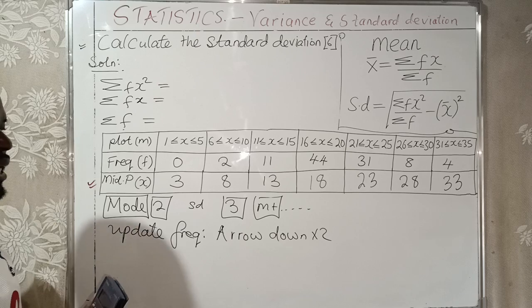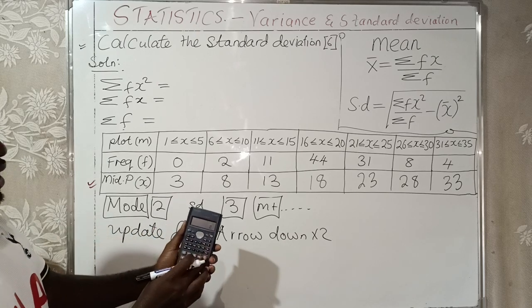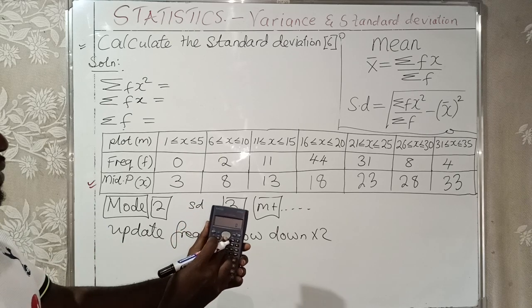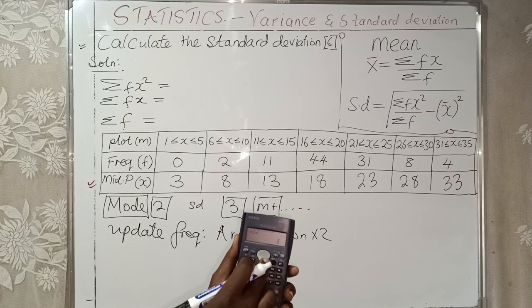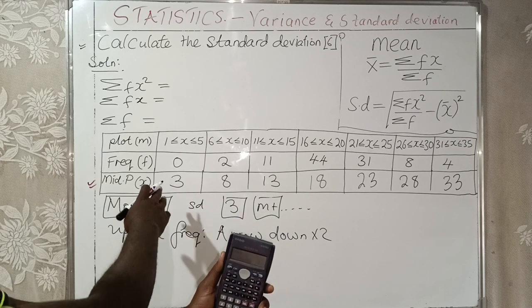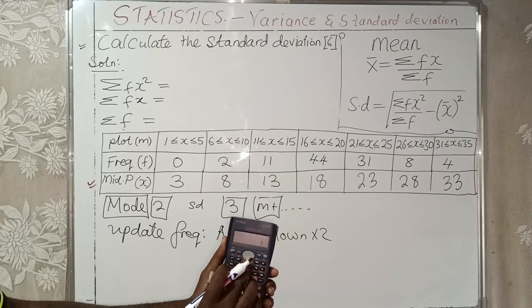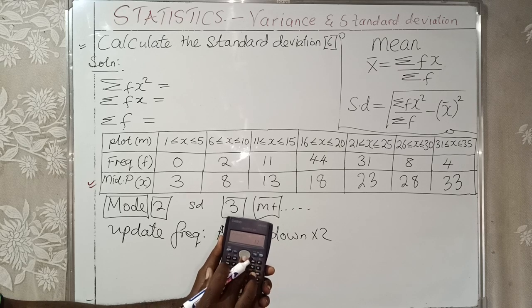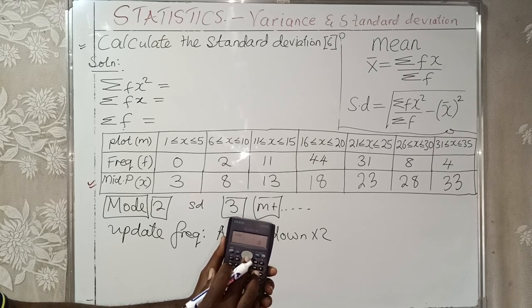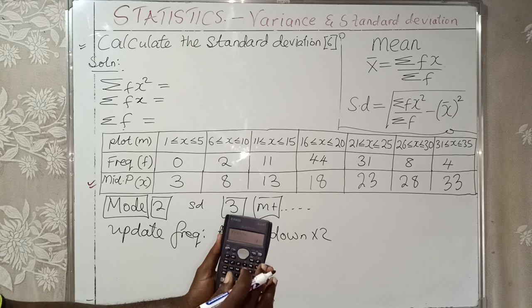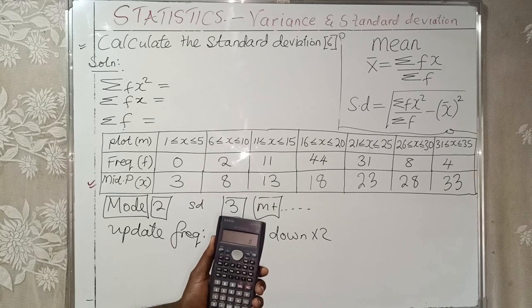Now, for the sake of checking, you can clear your calculator, AC. When you clear your calculator, then you can come to arrow down. You start checking. So you say arrow down, you see your 3 here as the first midpoint. Frequency 0. Arrow down 8. Frequency 2. Arrow down 13. Frequency 11. Arrow down 18. Frequency 44. Arrow down 23. Frequency 31. Arrow down 28. Frequency 8. Arrow down 33. Frequency 4. Okay, so we have correctly entered our information.